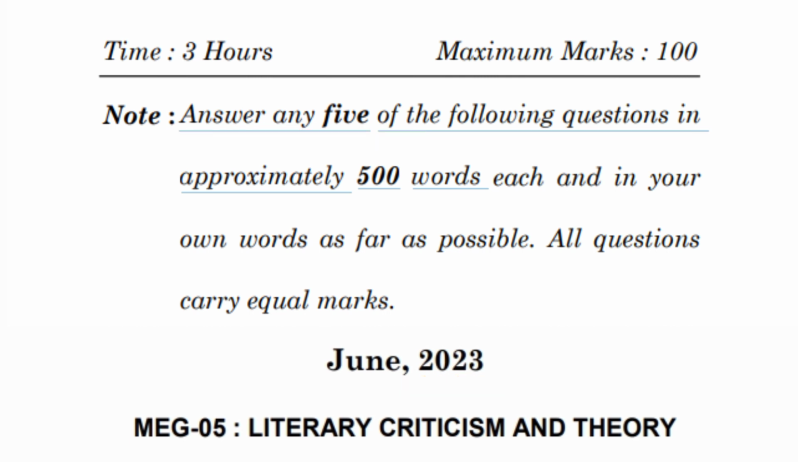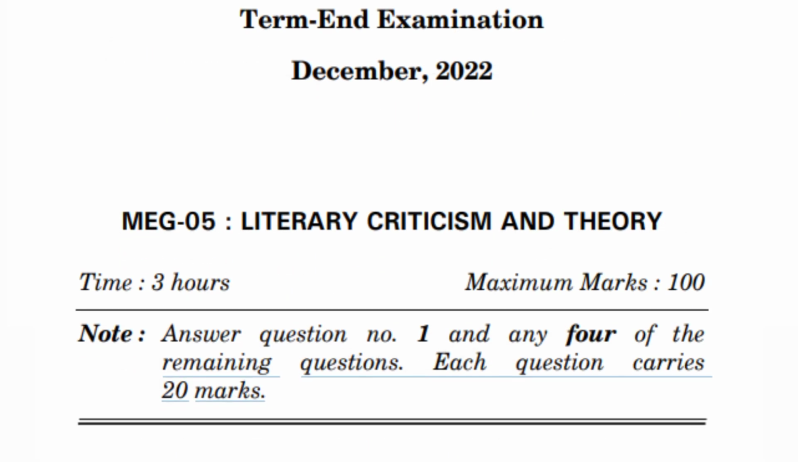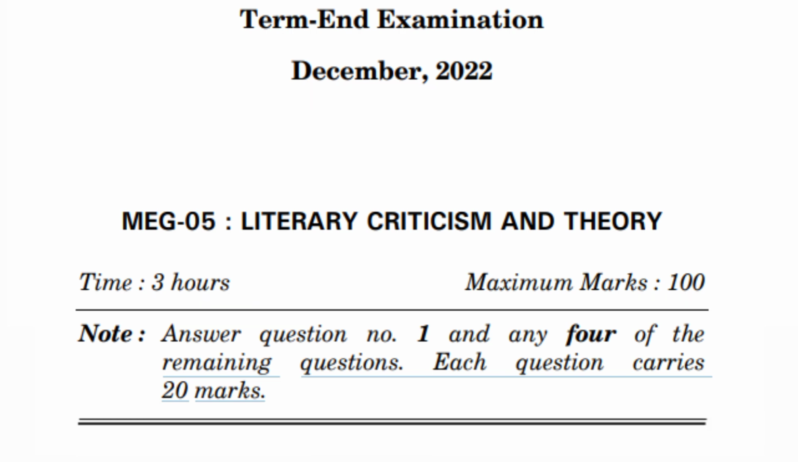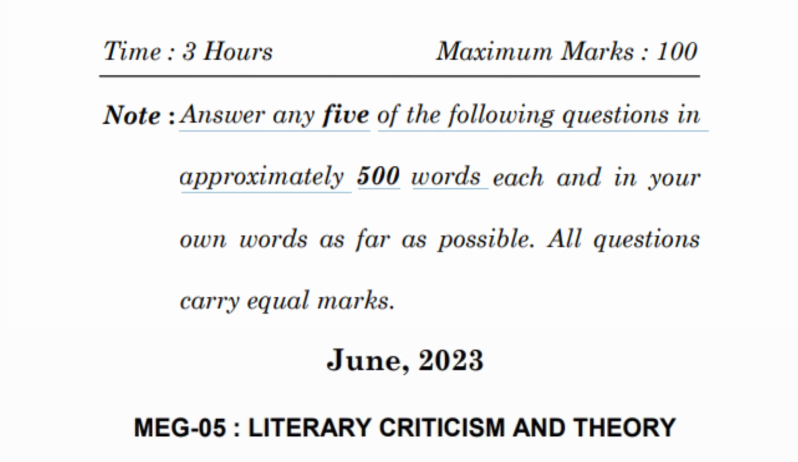For the December 2022 TEE, I suppose you can see this on screen, the instruction was to answer question number 1, that is the short note, and any 4 of the remaining questions. I hope you are able to figure out the difference. That is, question 1 used to be compulsory and the students were asked to choose any 4 from the remaining questions. So that is history now. For the last previous TEE, June 2023 TEE, the basic instruction was to choose any 5.